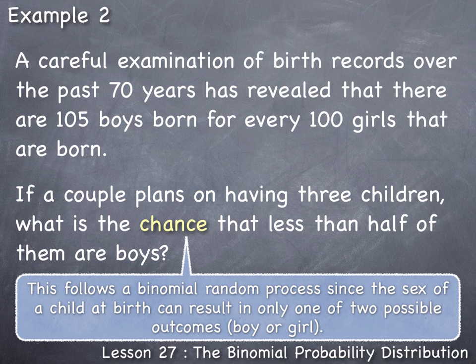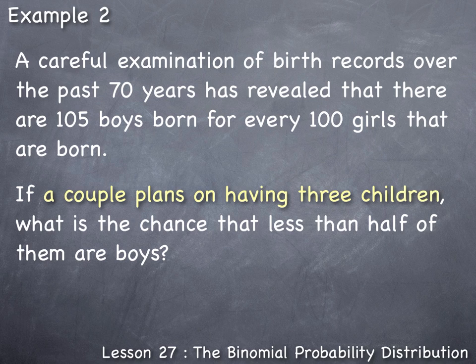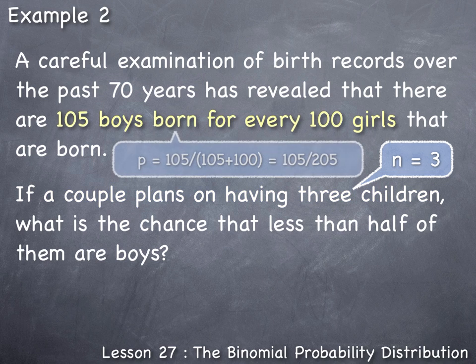In order to do that, we need to know the values of the 3 variables, the n, the p, and the x. So the problem states that this couple plans on having 3 children. Thus, the n would equal 3 for the total number of children. The problem also states that there are 105 boys born for every 100 girls that are born. This tells us the p, the probability that a boy is born any one time. In this case, there are 105 boys divided by the total of 105 boys plus 100 girls, or 205 children born. So p is the 105 chances out of 205.